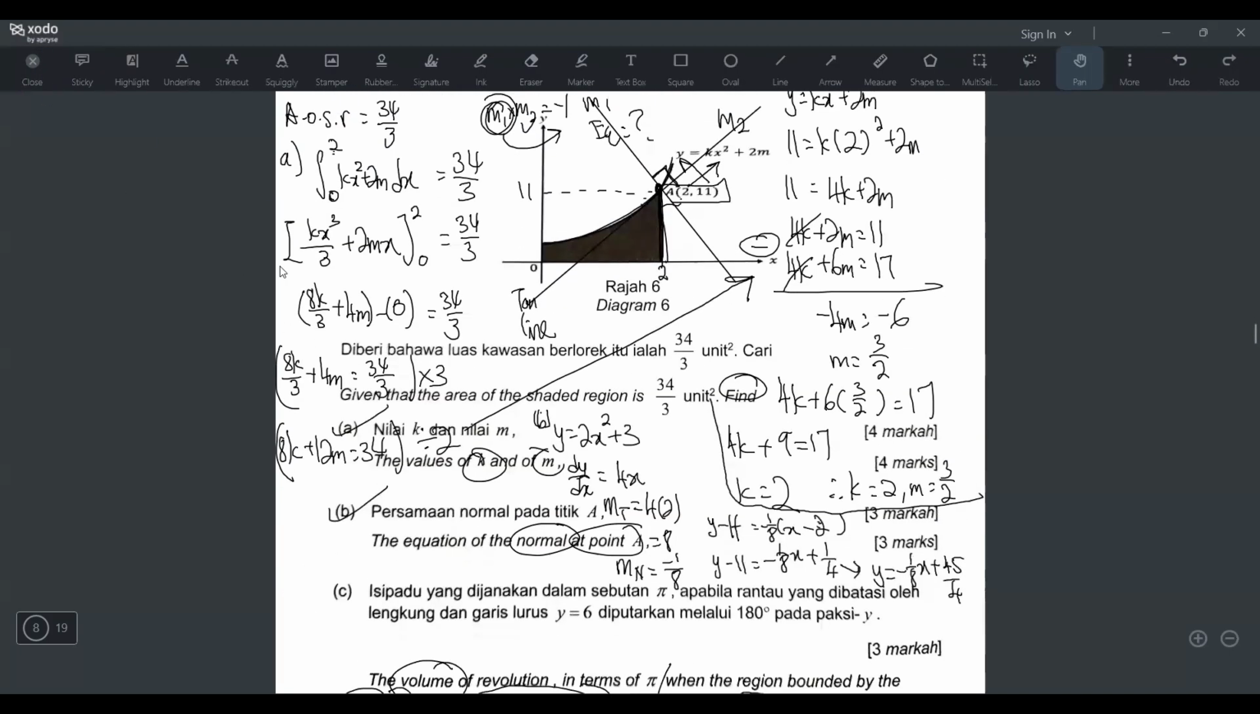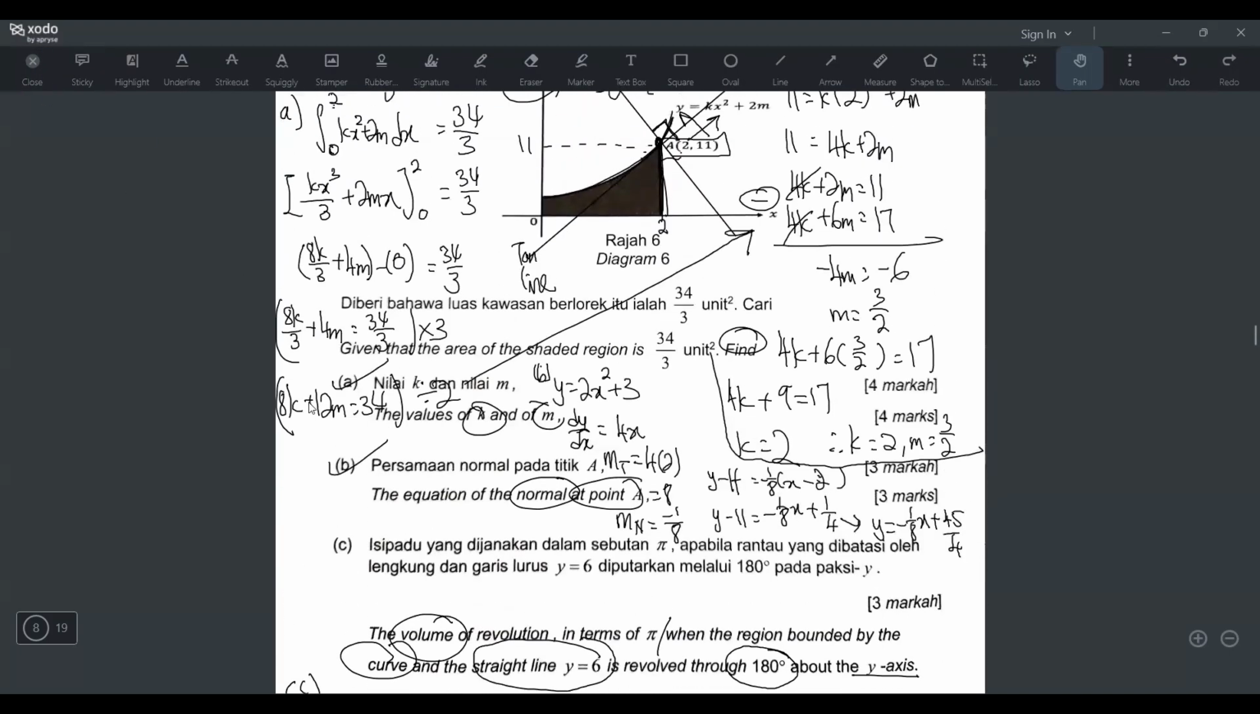So are they talking about the shaded region? No, they are not talking about the shaded region, because they mentioned they want the region bounded by the curve and y equals 6. So we need to find out where the curve is first. So this is the curve, right? And then where is y equals 6? Somewhere here, because this one is 11, right? And I know this is not 11.